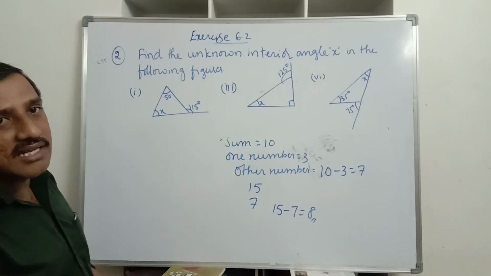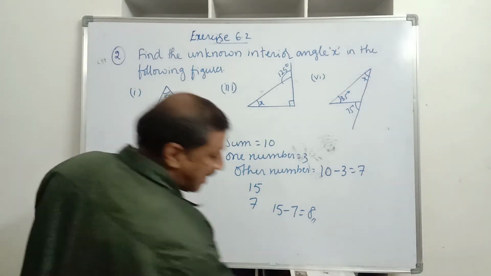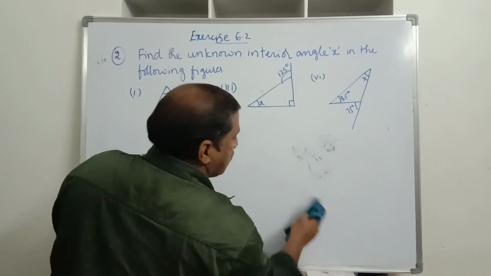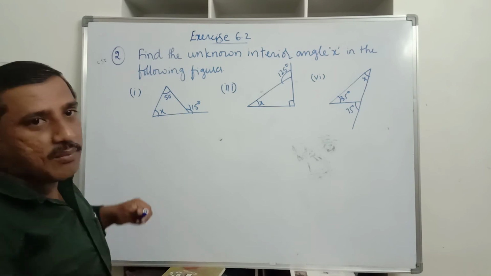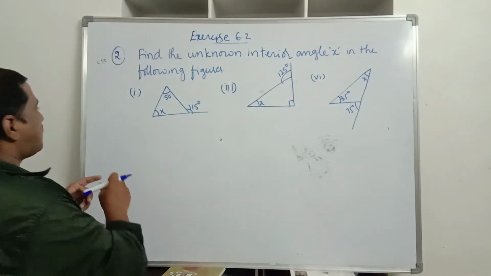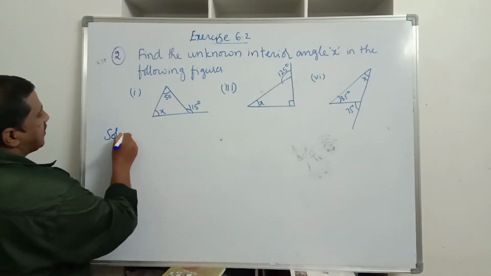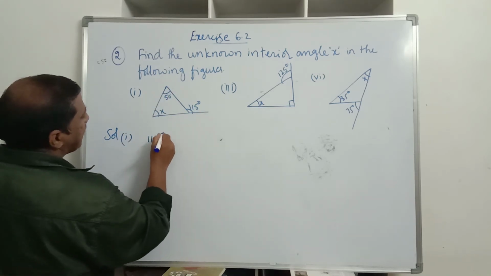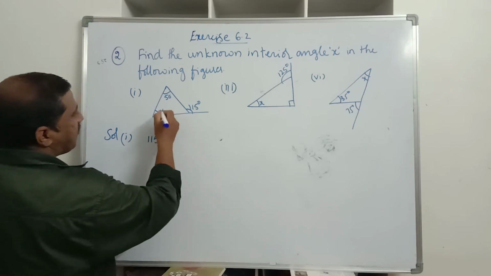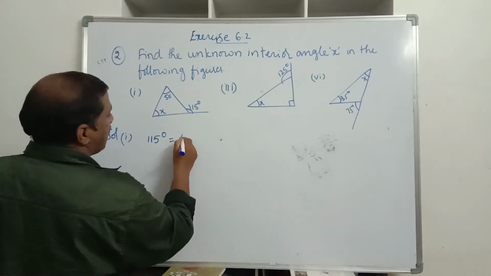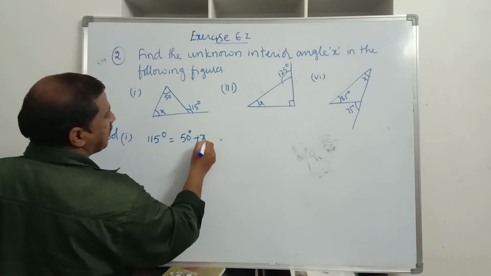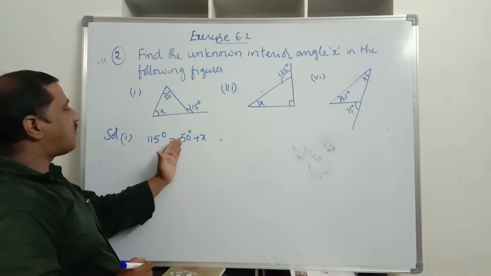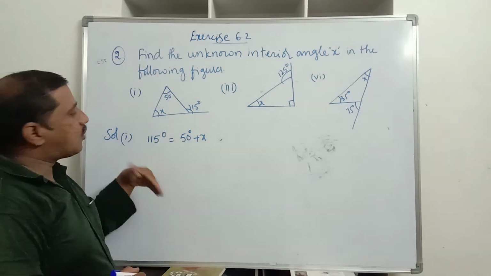We get the unknown interior angle. Here also we are using the exterior angle property of the triangle. So the first question: we apply the exterior angle, 115 degrees is equal to 50 degrees plus x. To get x we need to subtract 50 from 115 degrees. So what do we get?